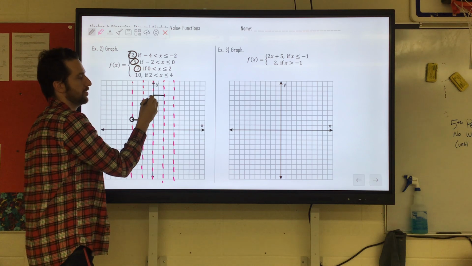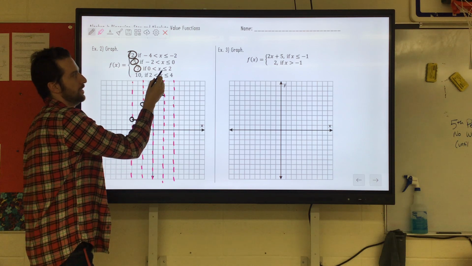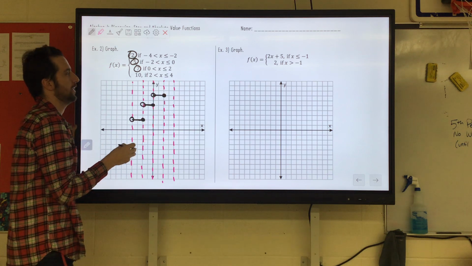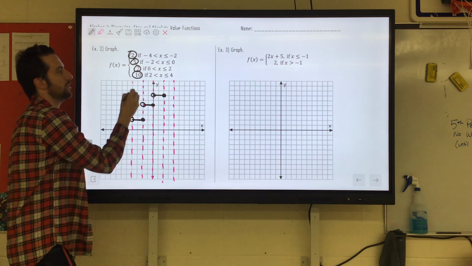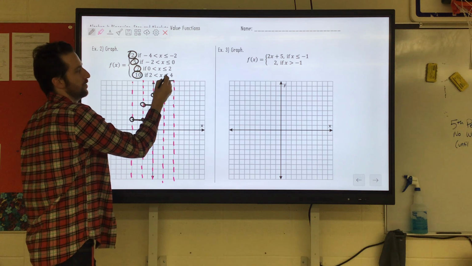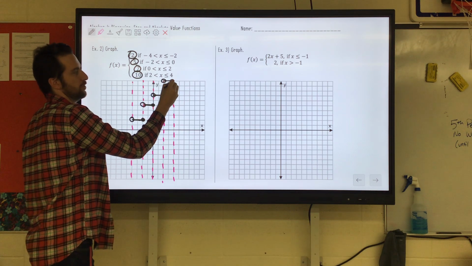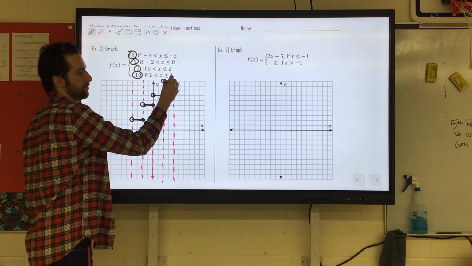0 has just the less than, so that would be an open dot. 2 has the or equal to, so that would be a filled in dot. And the last one, we're going all the way up to 10. 2 is less than x, open dot. Less than or equal to 4, closed dot.